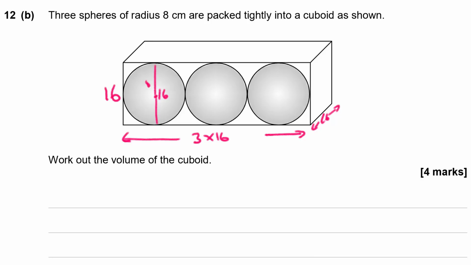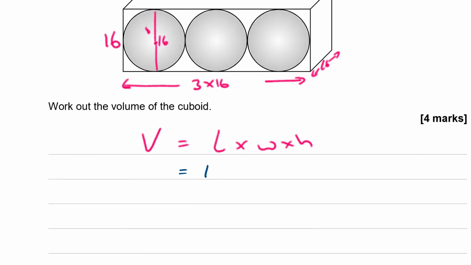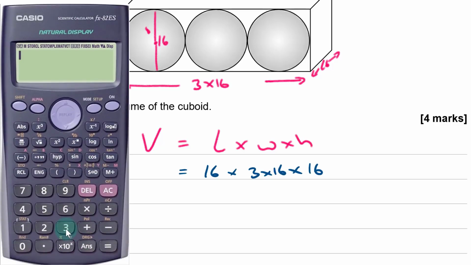So then the volume of the cuboid is length times width times height, which is equal to length of 16, width of 3 times 16, times a height of 16. So 16 times 16 times 16 times 3. And that's 12,288 cubic centimeters.